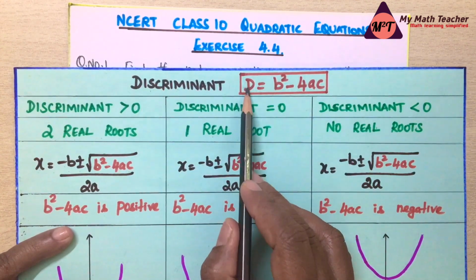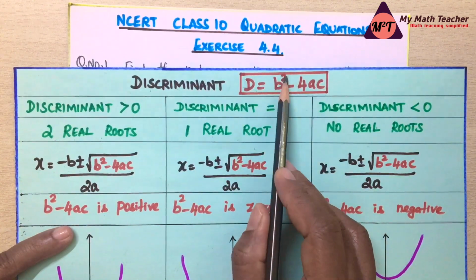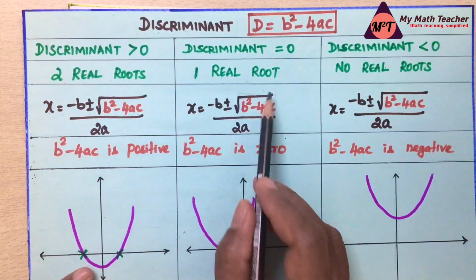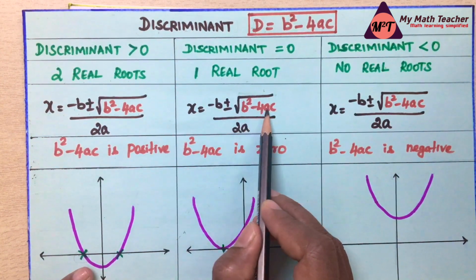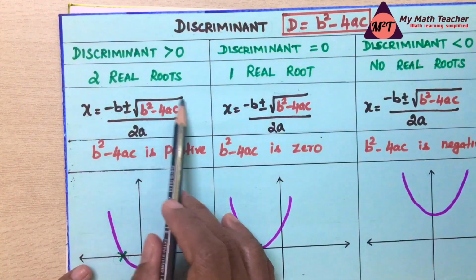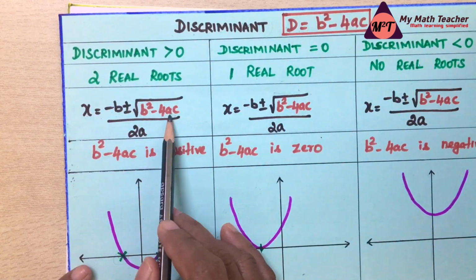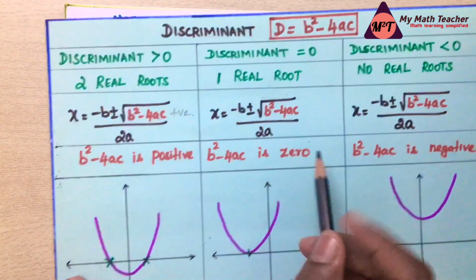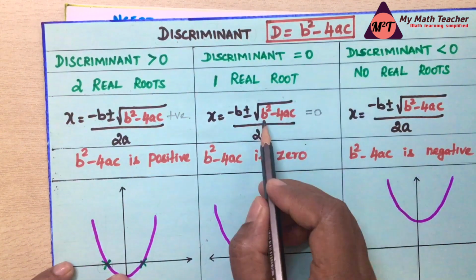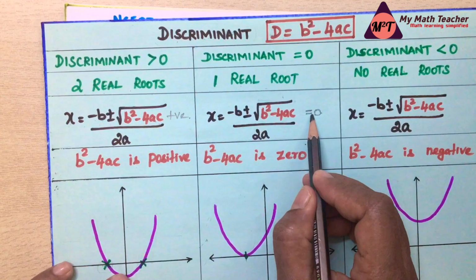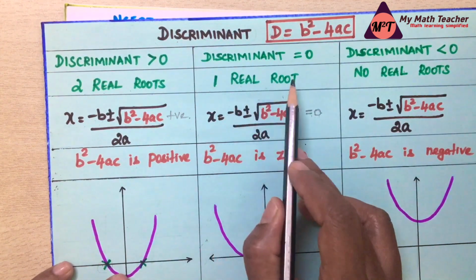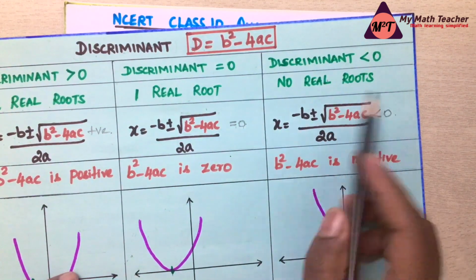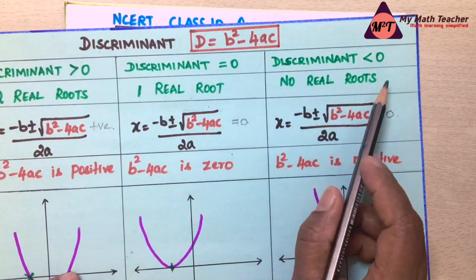You can find the discriminant by calculating like this: b square minus 4ac. As you can see in the quadratic formula, under this radical sign we have b square minus 4ac. So this b square minus 4ac denotes the nature of the roots. If it is positive, then it will have two real roots. If it is exactly equal to 0, then it will have only one real root. If it is less than 0, then we will have no real roots, that is the roots are imaginary.